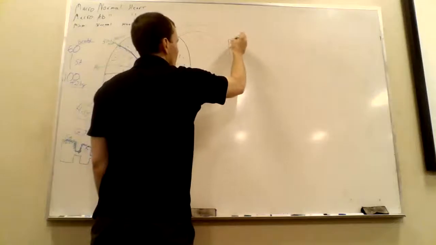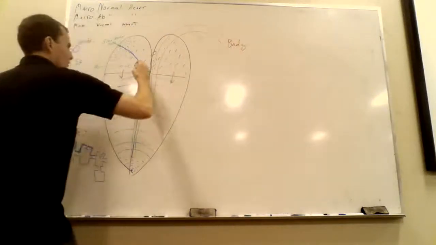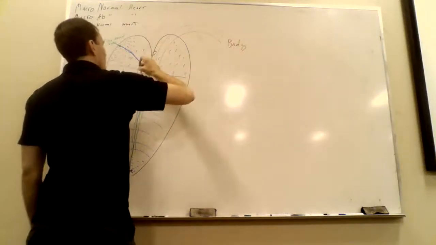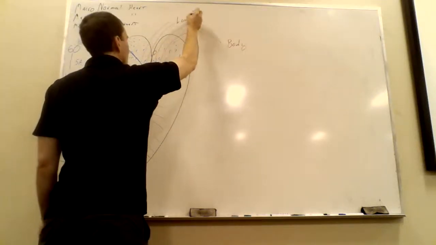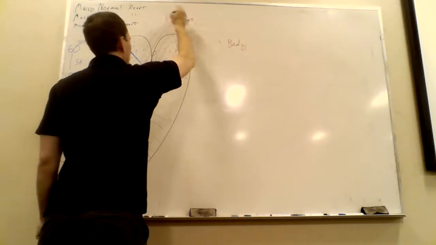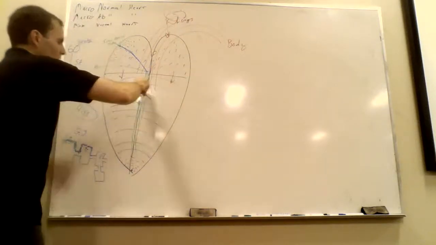Systemic. So I'm just going to write body. And then over here, we've got another one. Where does it go? Right ventricle, lungs, I heard. Lungs. And then the lungs would do their little swizzle bit and dump it into the atria and all that.